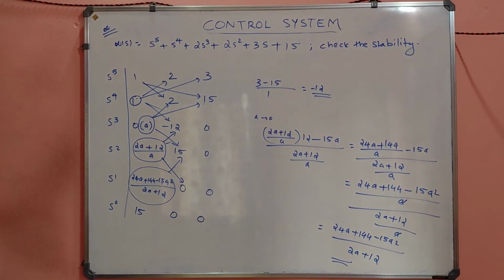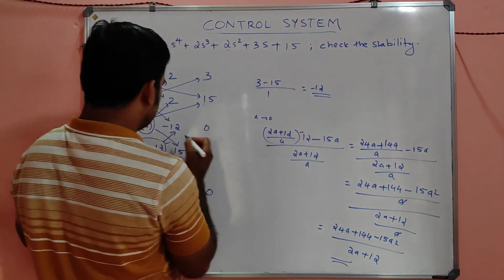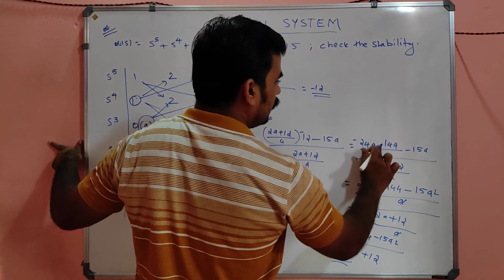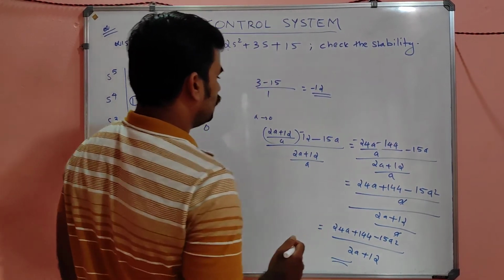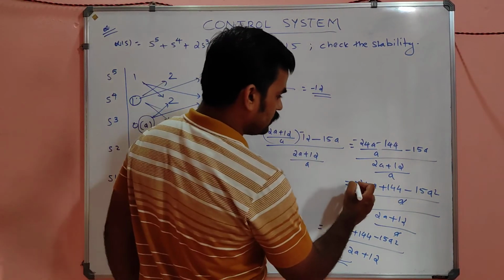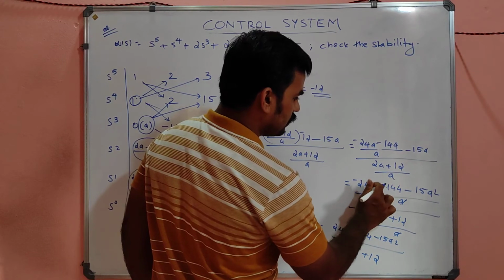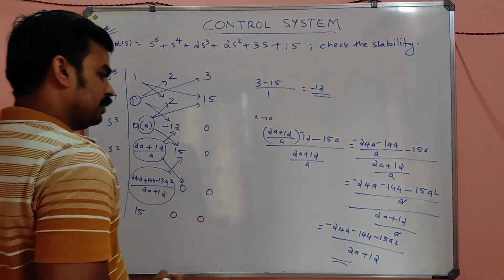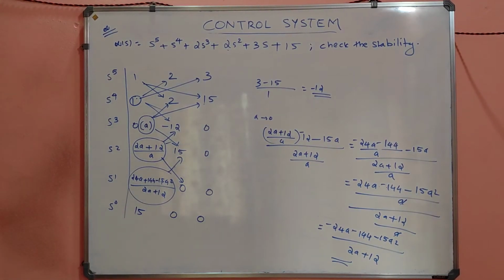It is minus into minus 12, my dear. This is into minus 12. So the answer will be minus, and again it will be minus. Correct? That's it. So the final answer will be again minus and minus. So minus 24a minus 144 minus 15a square divided by 2a plus 12. Correct. So that is the root array, my dear.